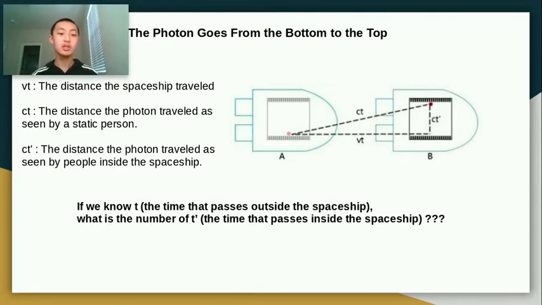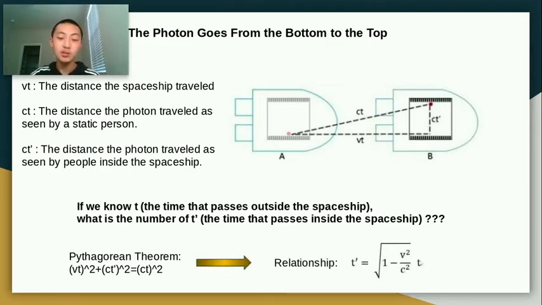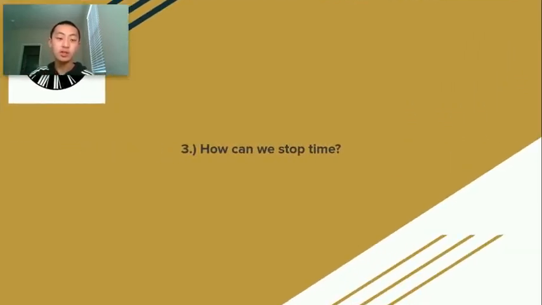So, if we know T, which is the time that passes outside the spaceship, what is the number of T prime? We notice that it forms a right triangle where we can use the Pythagorean theorem. So Vt squared plus Ct prime squared equals Ct squared. Then we can find the relationship. The relationship is T prime equals the root of 1 minus V squared divided by C squared, times T.